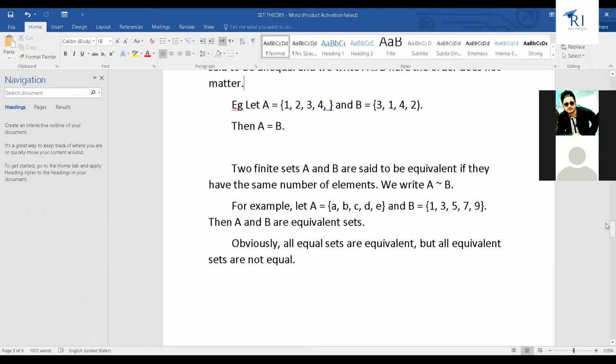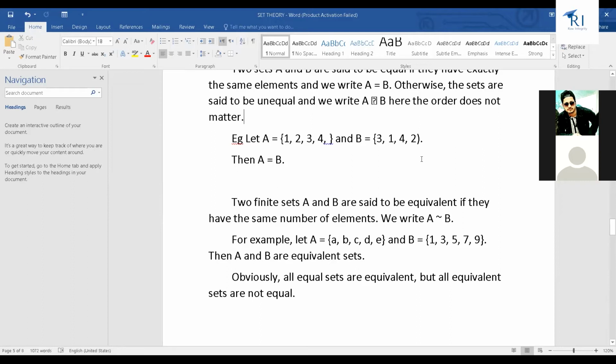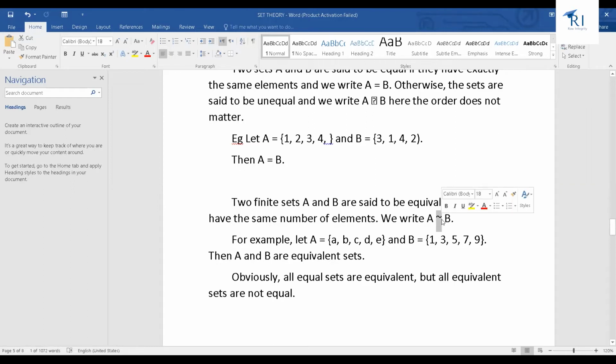Now for equivalent sets: two sets A and B are said to be equivalent if they have the same number of elements. Here, the number of elements is the one that we need. We don't care if it's A, if it's 1, if it's 3, we don't care. We just need the number. That's the cardinality number, which should be the same. This is represented by this sign, but it's actually the same sign repeated twice under each other.